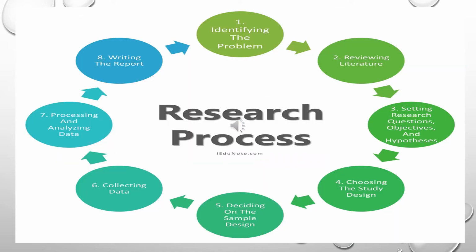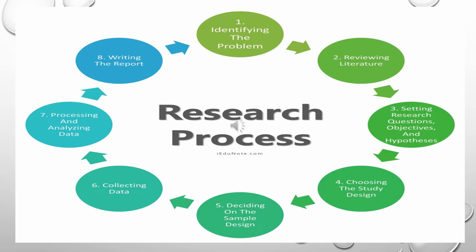Okay. Now, the research process. The research process has eight parts. The first one is identifying the problem, which we have already discussed, the second one is reviewing literature, the third is setting the research questions, objectives and hypotheses, then choosing the study design and deciding on the sample design, collecting data, processing and analyzing data, and the last one, writing the report.